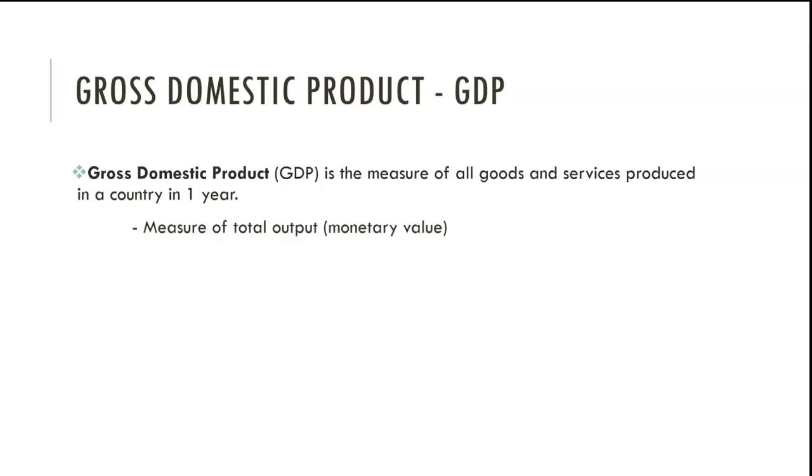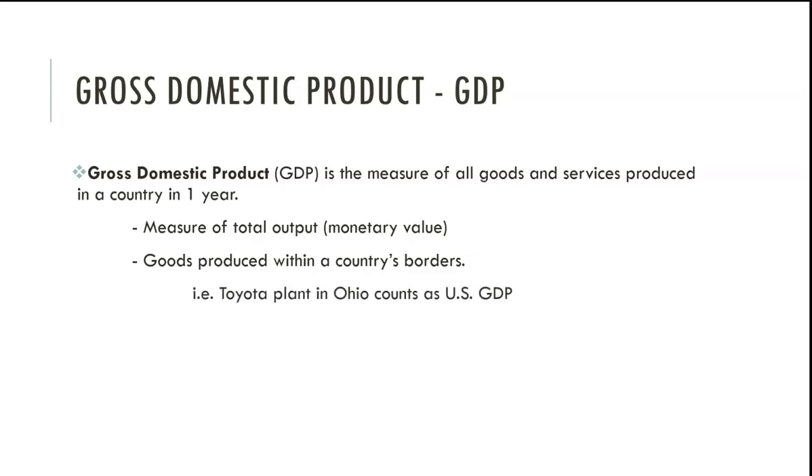GDP is a measure of total output, and it's going to be a monetary value. So we're going to convert this into a dollar value rather than a quantity. It's all goods and services produced within a country's borders. It includes things that we sell to other countries, to other people. We subtract stuff that we purchase from other countries. It's meant to represent the total production in a particular nation in 1 year.